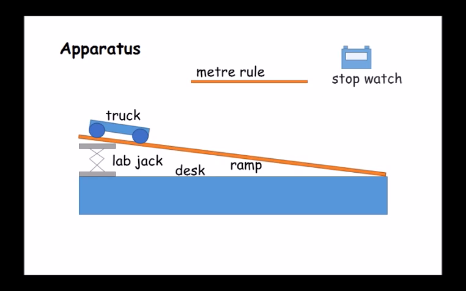We need to measure the average speed of the truck down the ramp. So we're going to need a meter rule to measure the distance and a stopwatch to measure the time. It's also good to mark the things you're going to measure on the diagram. This diagram now tells us exactly where we're going to measure the height. It also tells us that we're going to have a starting line and finish line that are 2 meters apart. That just makes it clear to anyone who's looking at the diagram exactly what they have to do.